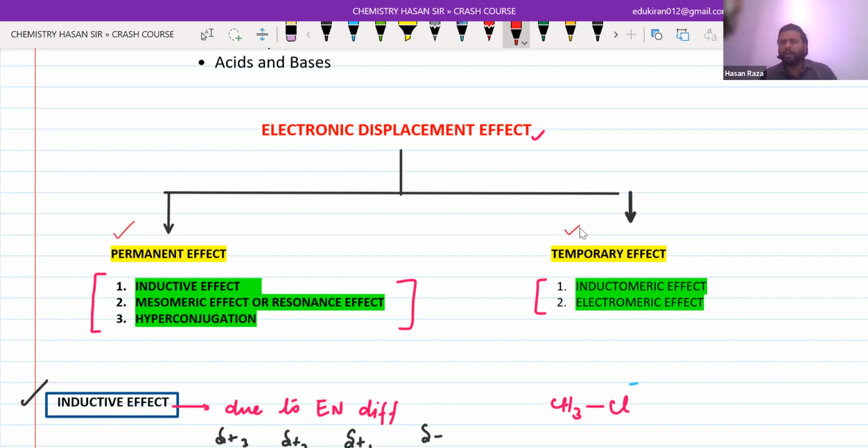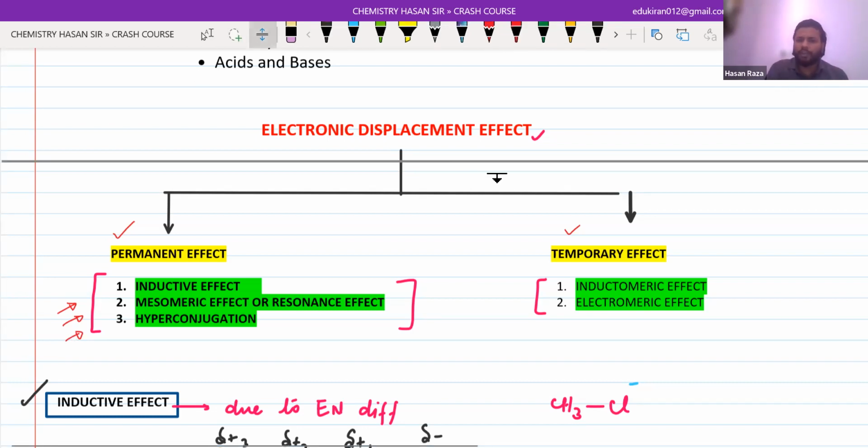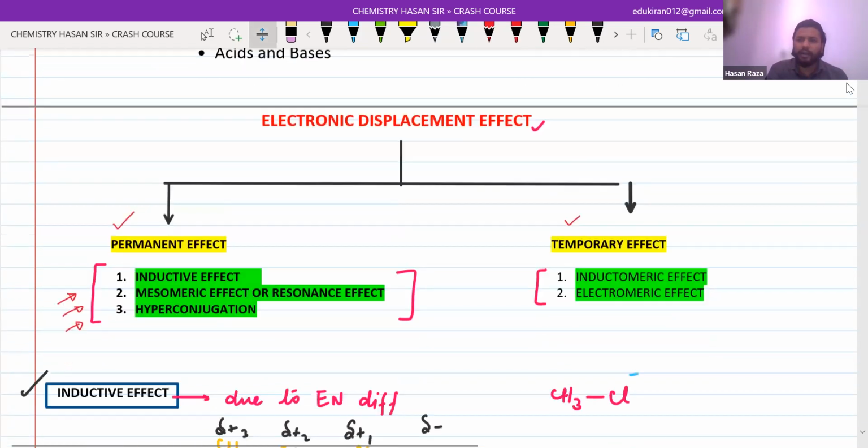These are of two types, and you need to take care of these only: inductomeric effect and electromeric effect. What we need to study is the inductive effect. Inductive effect is a permanent effect, then the mesomeric or resonance effect, and then hyperconjugation. These three effects are permanent effects as well as very important in our syllabus. Then moving to the first effect, that is the inductive effect.